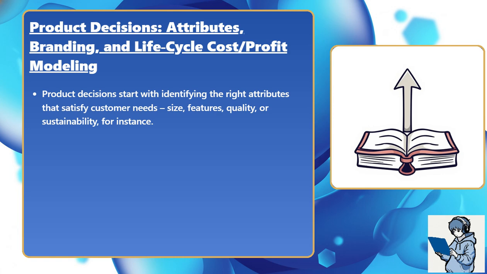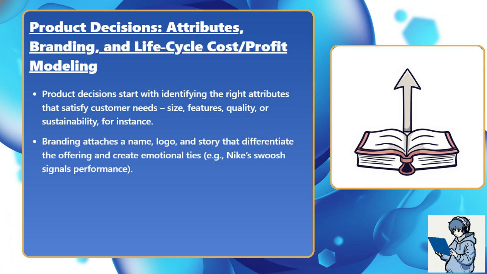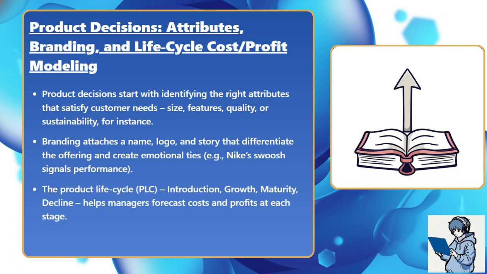Product decisions start with identifying the right attributes that satisfy customer needs: size, features, quality, or sustainability, for instance. Branding attaches a name, logo, and story that differentiate the offering and create emotional ties, for example, Nike's swoosh signals performance. The product lifecycle, PLC, introduction, growth, maturity, decline, helps managers forecast costs and profits at each stage.